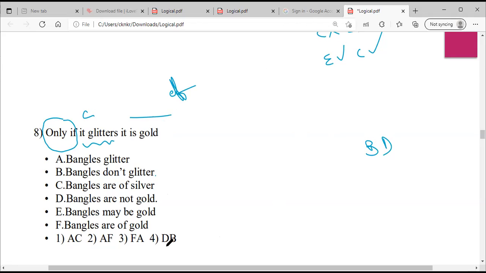No. You cannot vote for DB, right? Because DB is different, BD is different. Because B is not happening, D is not happening. It is not that because D is not happening, B is not happening, right? That's why it should be the same order, BD. That option is not given.